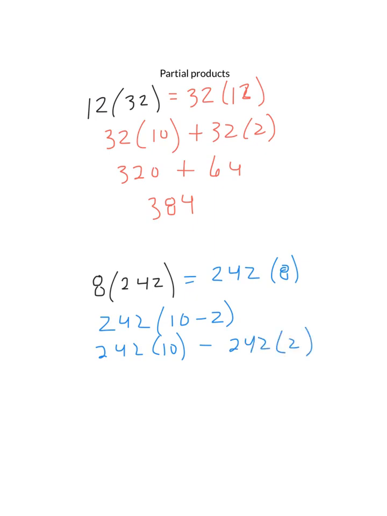Nice thing about this is, again, goes back to remember that 32 groups of 10 was 320. 242 groups of 10 is 2,420. I don't know if I could write a 0, sorry. 242 groups of 2, I'm just going to double 242 and 242, so isn't that 484?